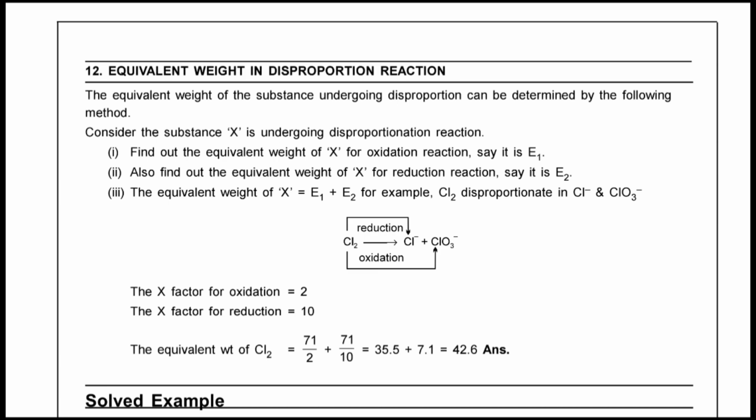What is a disproportionation reaction? A reaction in which one element is oxidized as well as reduced is called a disproportionation reaction, because the single element is both oxidized and reduced. So this is a disproportionation reaction.